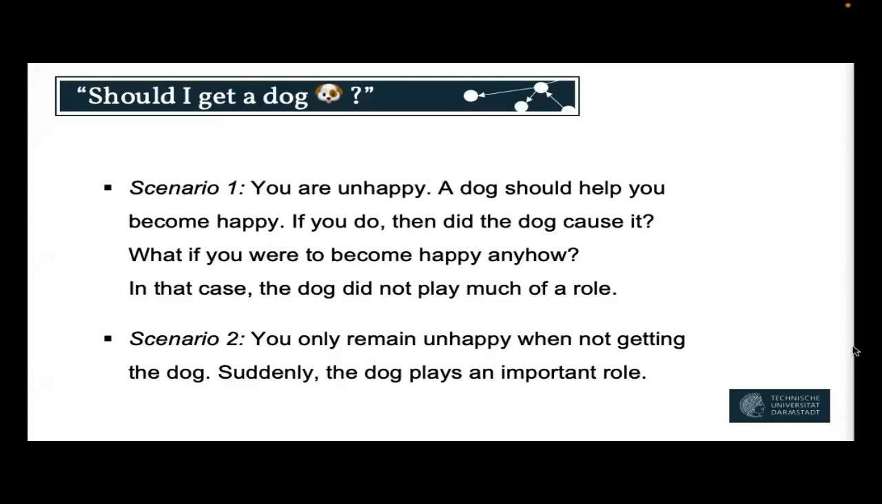So let's start again with the motivation, with an example, as we always do. I guess Dave also in the first lecture was asking this question, should I get a dog? Let's consider 2 scenarios. In the first scenario, you're unhappy, pretty bad scenario. And a dog should now help you to become happy. You ask the question, if you do become happy, did the dog actually cause it? But what if you were to become happy anyhow? In that latter case, you would conclude that the dog didn't play much of a role. You got a dog and that's maybe nice in itself, but it didn't make you happy. It didn't change your premise.